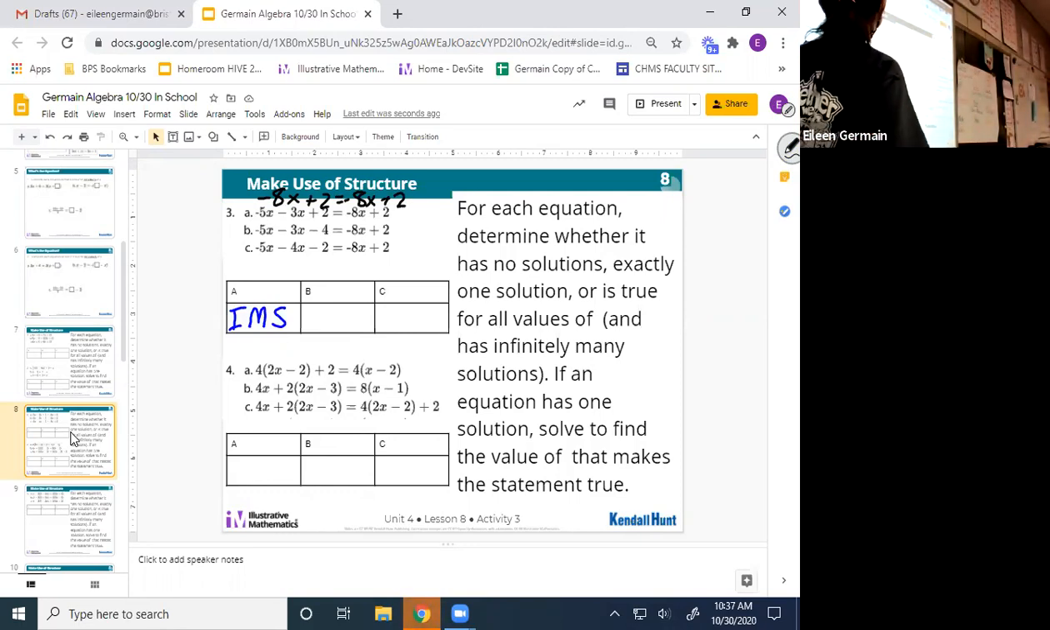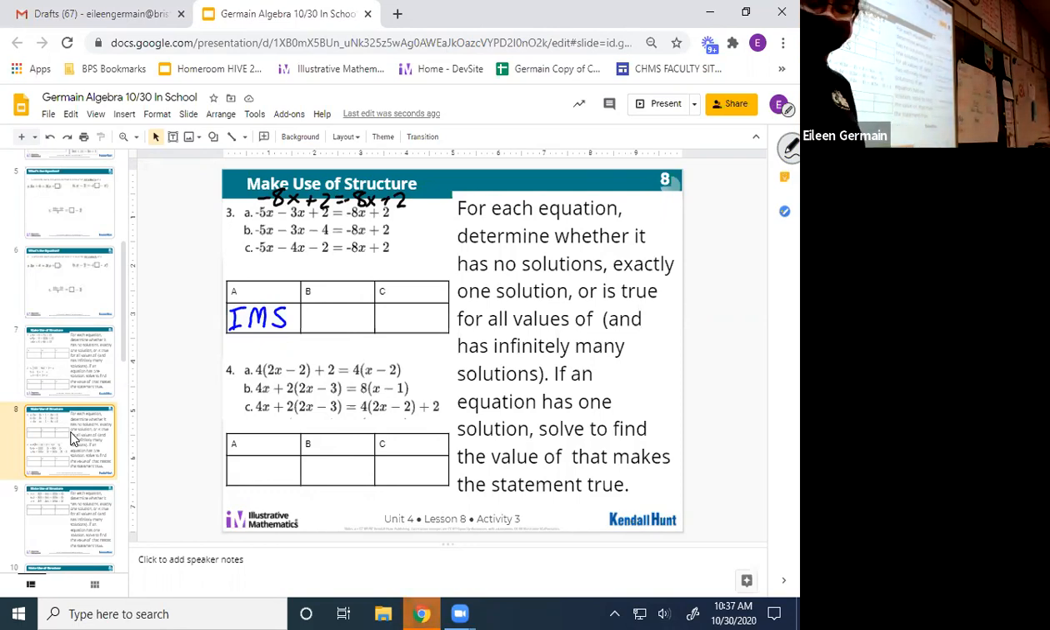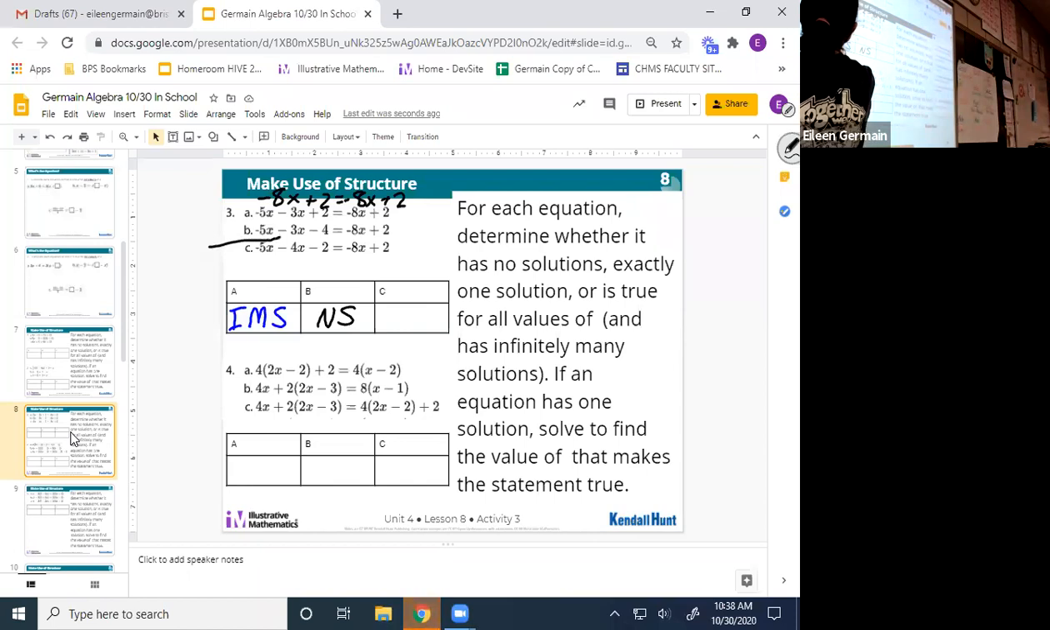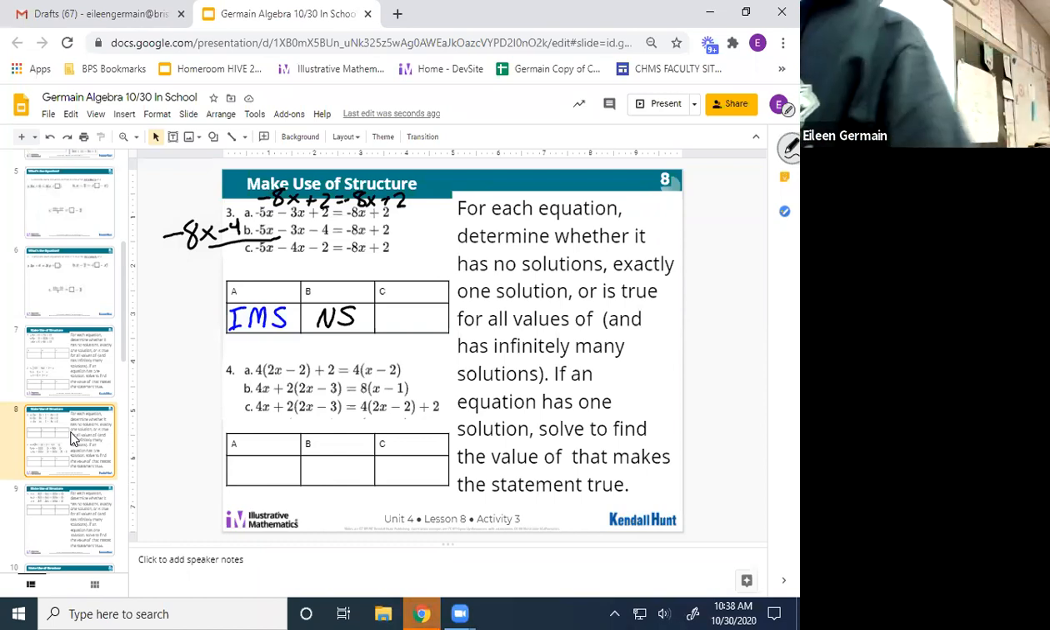I think we had to do the same thing for 3b, which was done by Adam. And he said that for 3b, we had no solutions. The reason that we said that was because we had to combine these like terms again, and these combine to a negative 8x again. But this time we're subtracting 4, and the left side is negative 8x plus 2. So we have the same variables here, but our constants are different, so there are no solutions. Awesome job on that one, Adam.